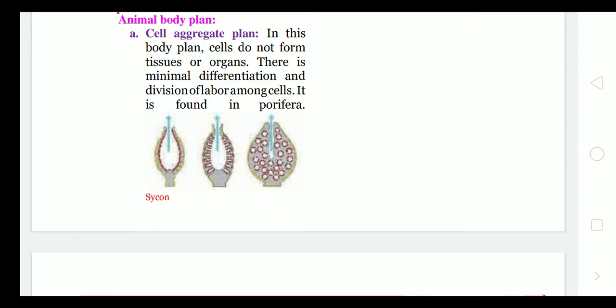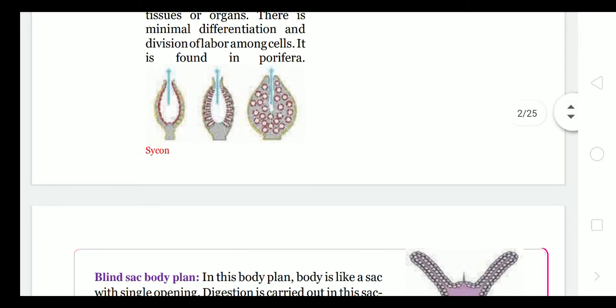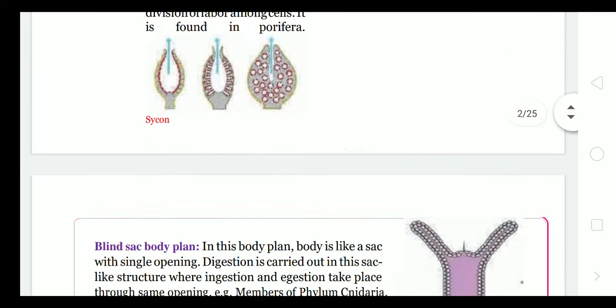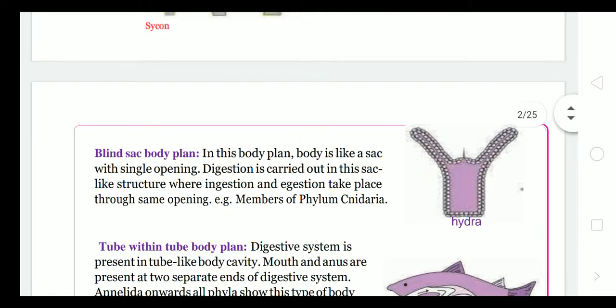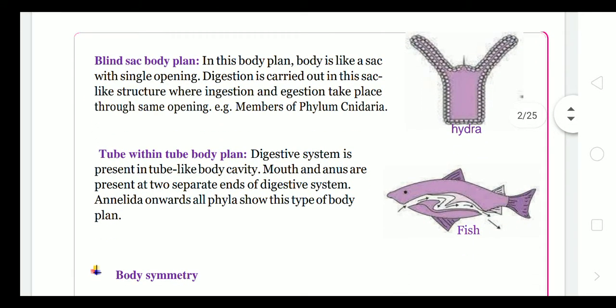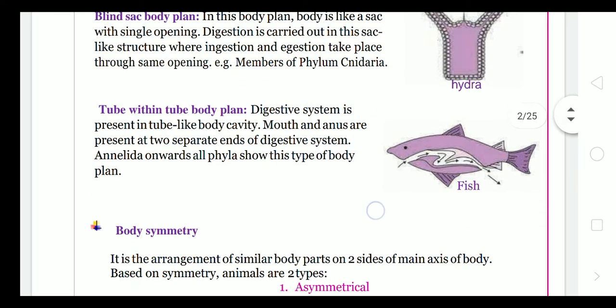The next criterion is the animal body plan. First, the cell aggregate plan: the cells do not form tissues or organs, there is minimal differentiation, or division of labor, among the cells. For example, Scypha. Then the blind sac body plan: the body is like a sac with only one opening, and egestion and ingestion, that means taking food inside and throwing waste outside, happen through the same opening. For example, the cnidarian Hydra, which is one of the best examples.